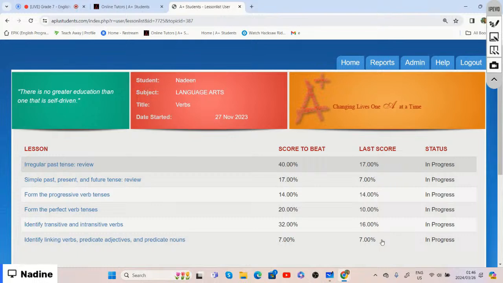All right, so that is the end of our lesson on verbs. We formed perfect verb tenses as well as identified transitive and intransitive verbs. And then lastly, we identified linking verbs, predicate adjectives, as well as predicate nouns. So that is the end of our lessons, grade 7.